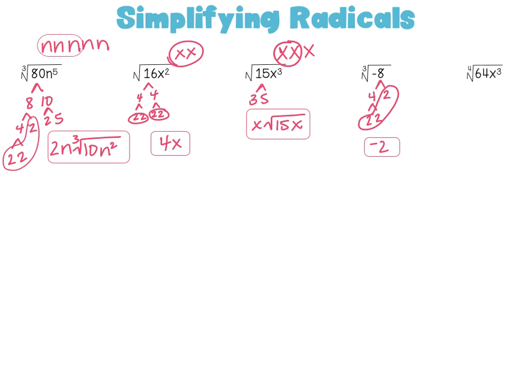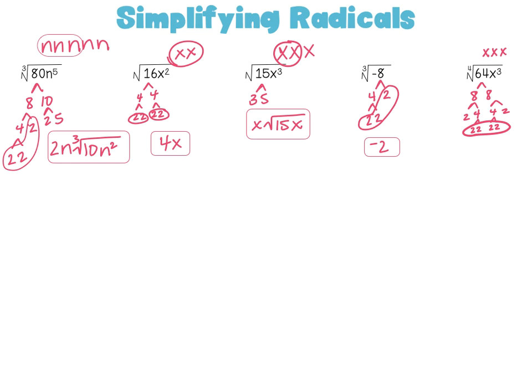Next, I've got the fourth root of 64x to the third. Let's go ahead and do our factor tree all the way down until we cannot go anymore. It is an index of 4, so I need 4 of the same number. Now I want to deal with my x's. So I've got 3 x's. How many groups of 4 can I make with those 3 x's? Well, I can't. So there's no x's that I can take out of the radical.